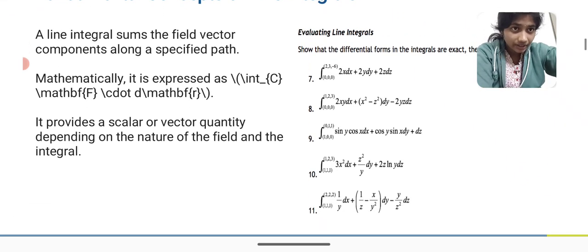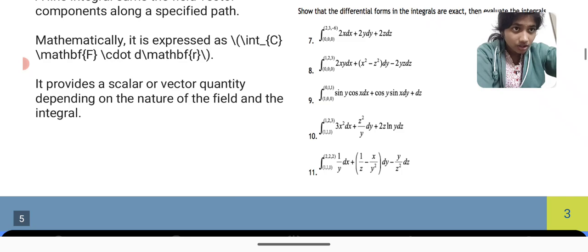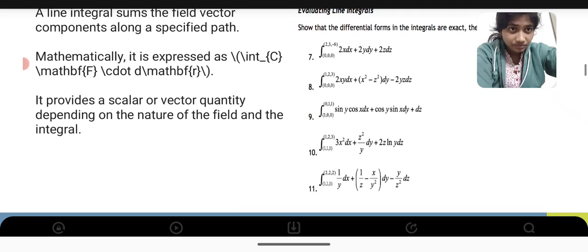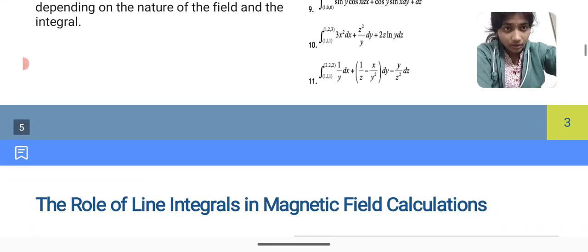Evaluating line integrals. We show that the differential forms in the integrations are exact. They evaluate the integral from (0, 0, 0) to (2, 3, -3) of 2x dx plus 2y dy plus 2z dz.